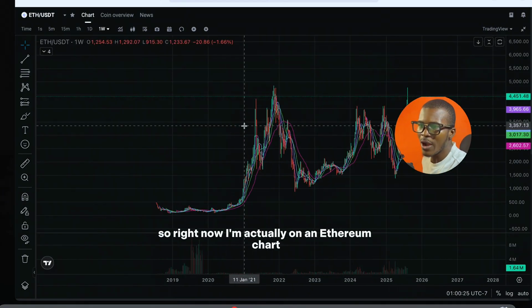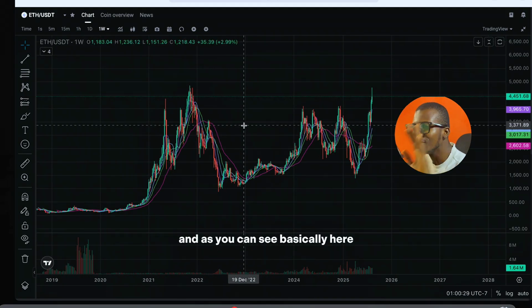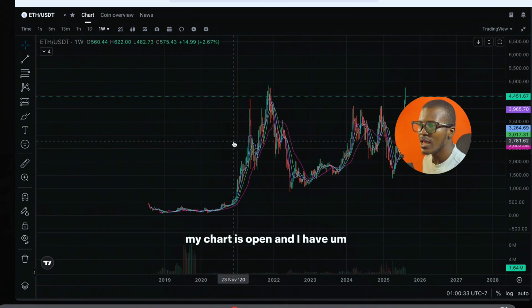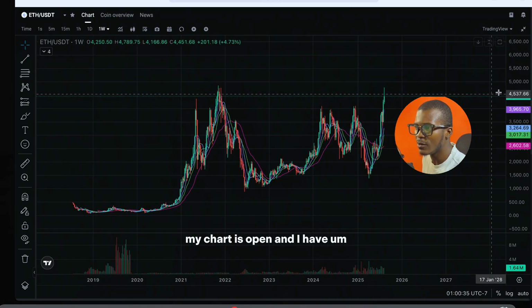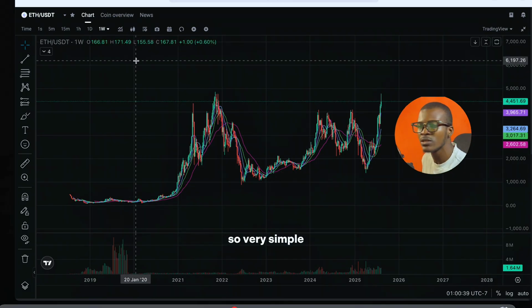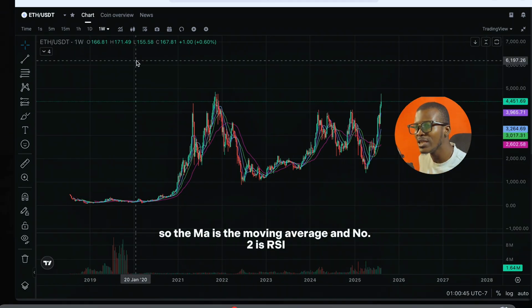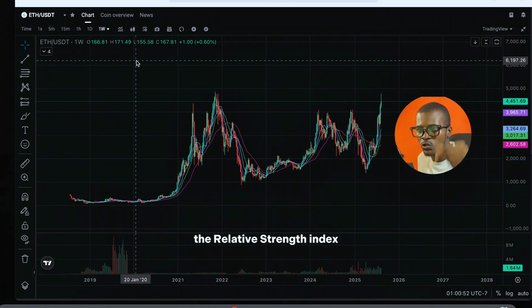So right now I'm on an Ethereum chart, and as you can see, my chart is open and I have some indicators applied already. Very simple. The two indicators that you need to apply are number one, the MA, which is the moving average, and number two, the RSI, the relative strength index.